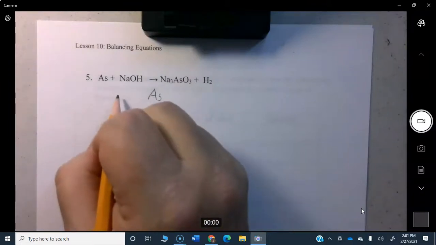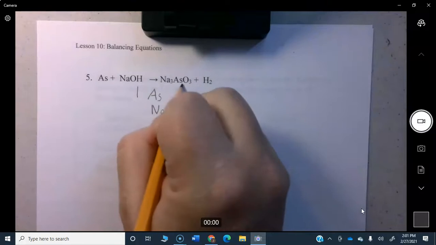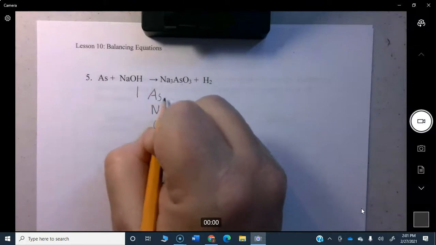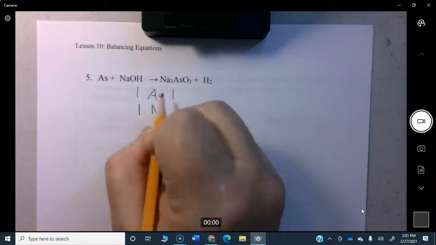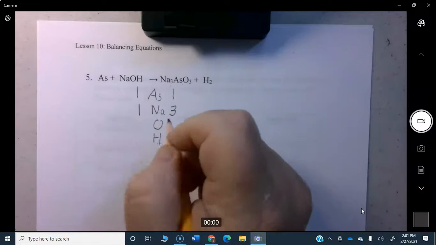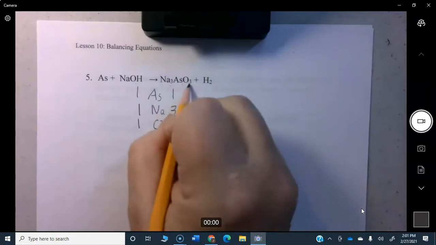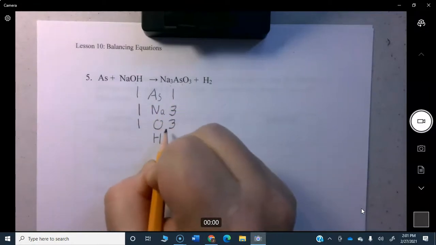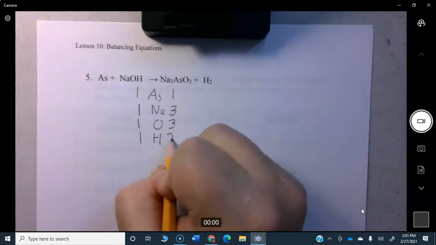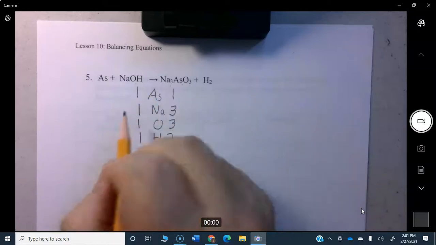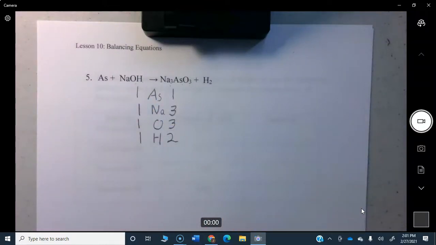Okay, so let's count. Acetane has got 1, and over on this side there's 1 there, okay? Sodium is 1, and sodium here is 3. O on this side is 1, and over on this side there's 3. And H over on this side is 1, and over on this side is 2. Okay, so you have 1 element already in balance. That does not mean that you might not throw it out of balance, however, during the balancing process, but then it eventually gets back into balance.